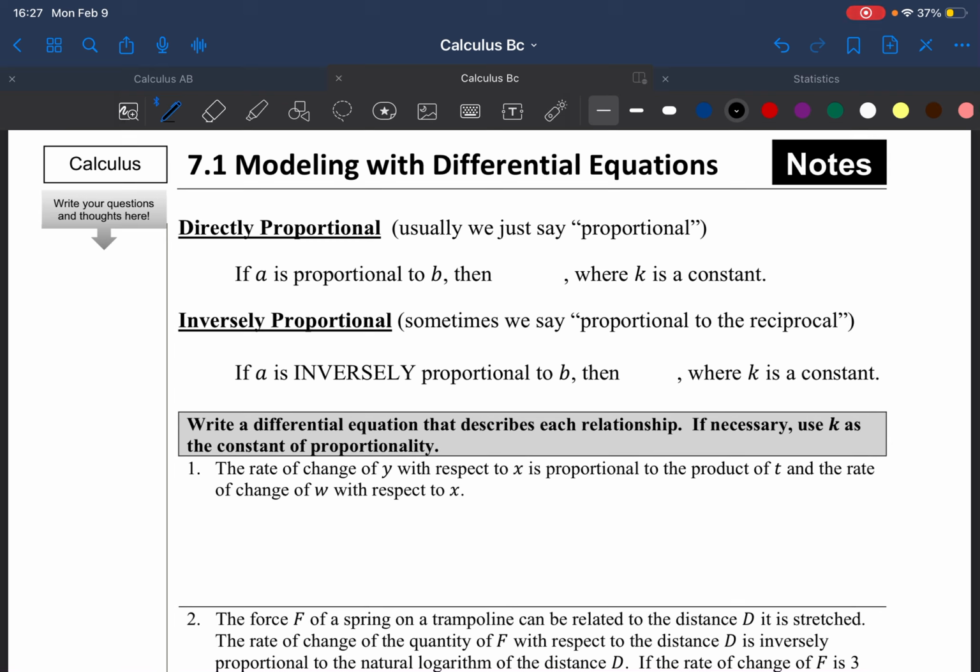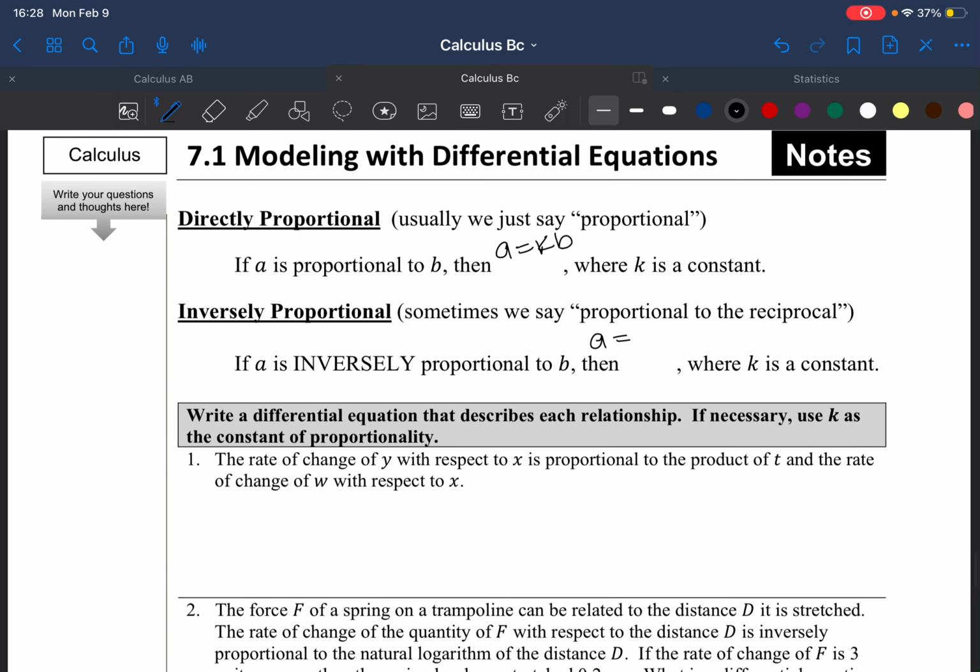So we have two types of differential equations when we're looking at modeling, so these application type problems. One is directly proportional, which they'll just say proportional, and that is to say if A is proportional to B, then A is equal to K times B, where K is a constant. And then we have inversely proportional, and it says if A is inversely proportional to B, then we can say A is equal to K divided by B, or A is equal to K times 1 over B. Again, where K is a constant.